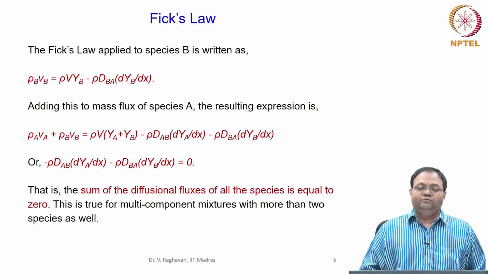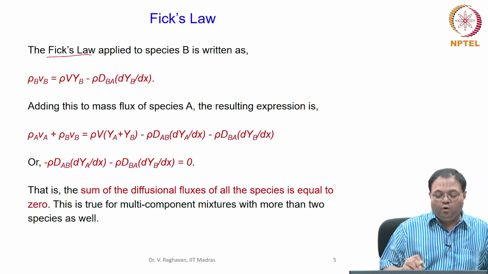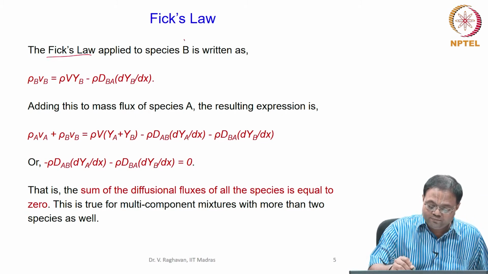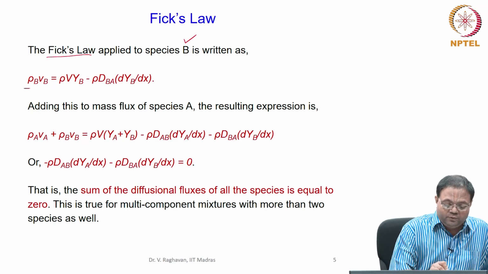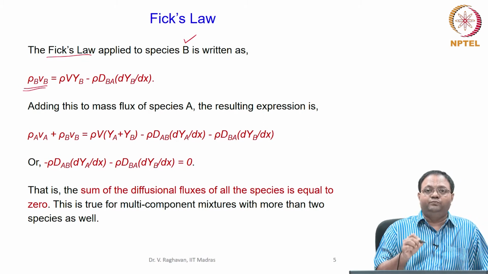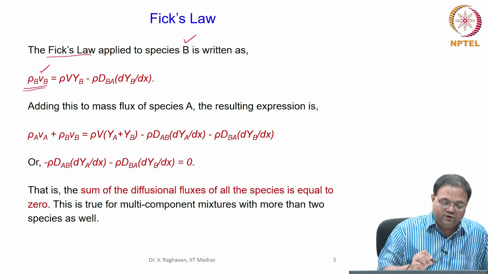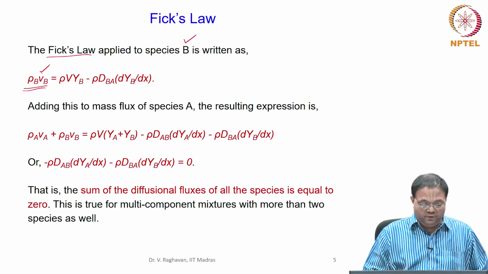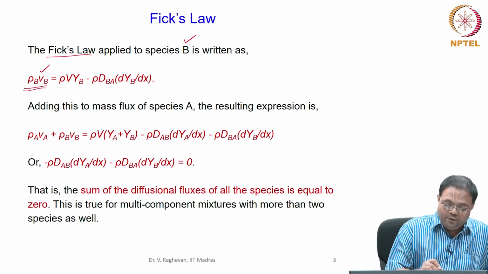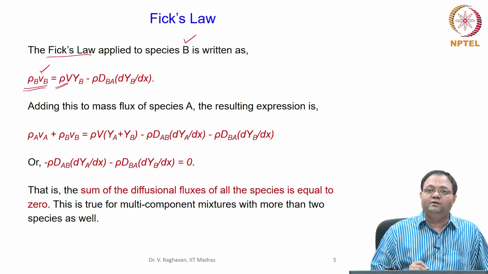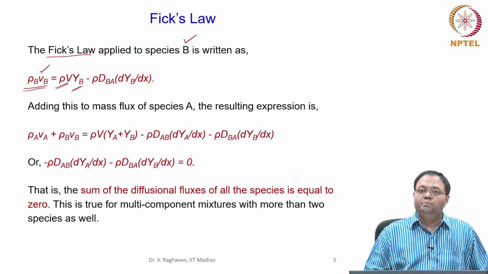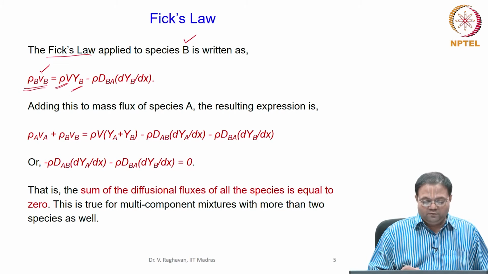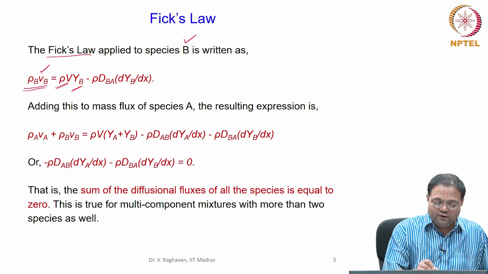Okay. Now let us write Fick's law. As we wrote for the species A, let us write that for the species B. So the net flux of species B, rho B, the density of species B, into its species velocity small v suffix b, will be equal to the mixture density into capital V, the mixture velocity, into the mass fraction of the species B, Yb, minus, or you can write plus and take the minus inside this gradient here.